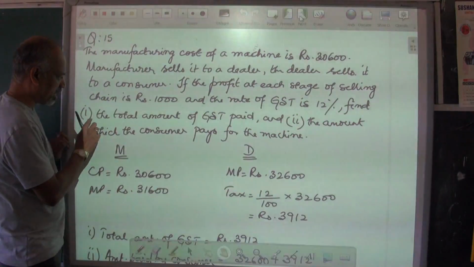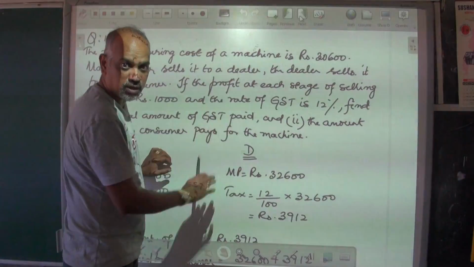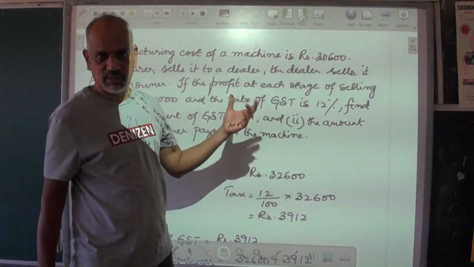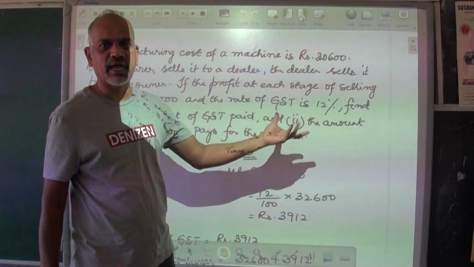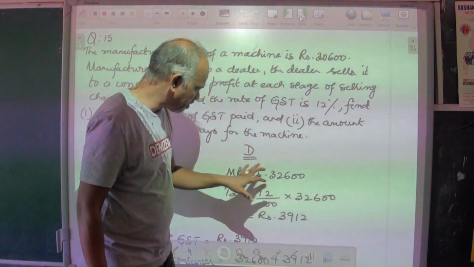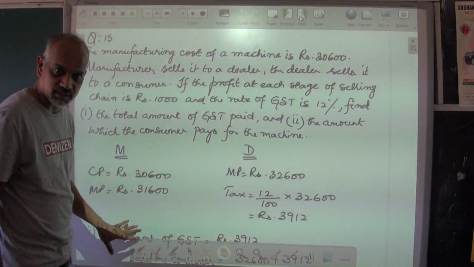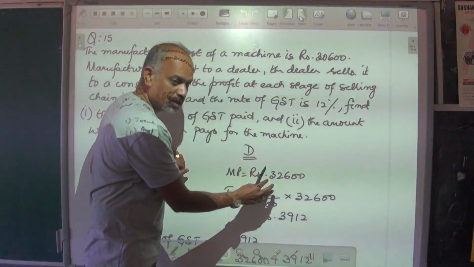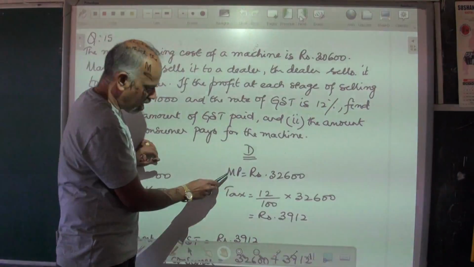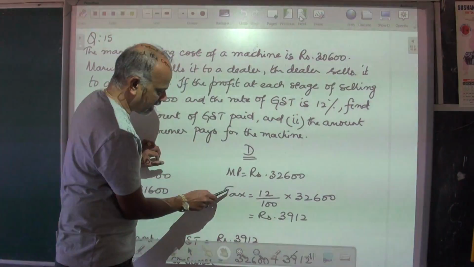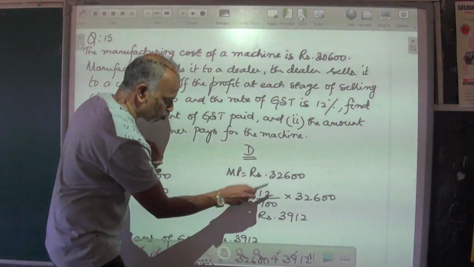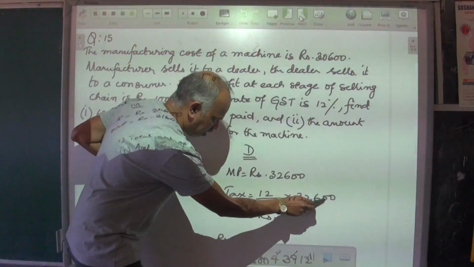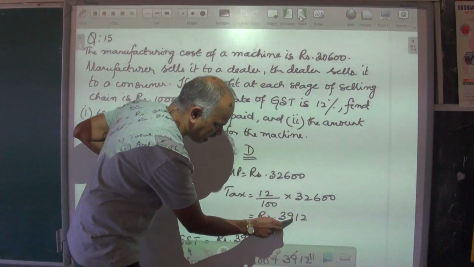Questions are, find, number one, the total amount of GST paid. Total amount of GST paid to the government is the GST, or the tax, paid by the consumer finally. Okay. So the consumer buys it from the dealer, so no tax calculation for the earlier stages is needed. We calculate only the tax where the consumer is going to buy it from the dealer. So the mark price is 32,600 and the tax is 12%, that is 12 by 100 of the mark price, 32,600.